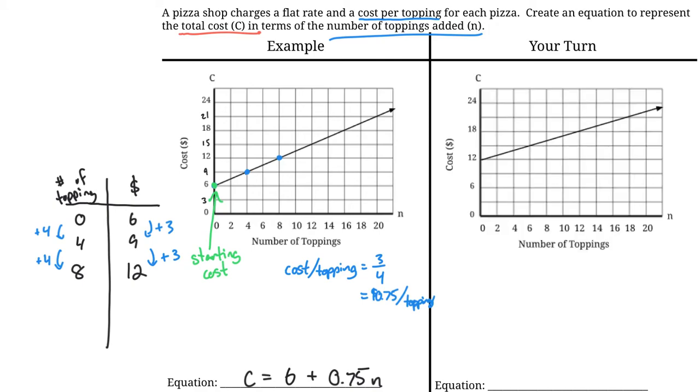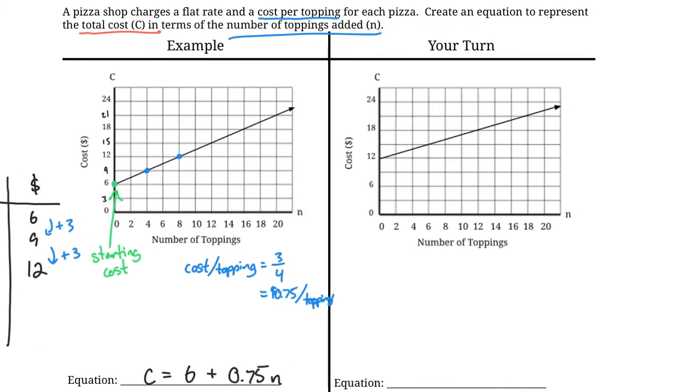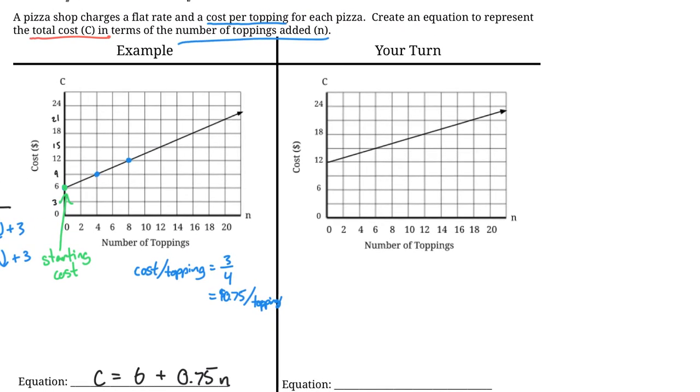And now it's your turn. So we have another graph over here. We're going to work with the same scenario. A pizza shop charges a flat rate and a cost per topping. You're going to use this graph and create an equation based off of the information in this graph. And when you come back to the video, you can check your answer.